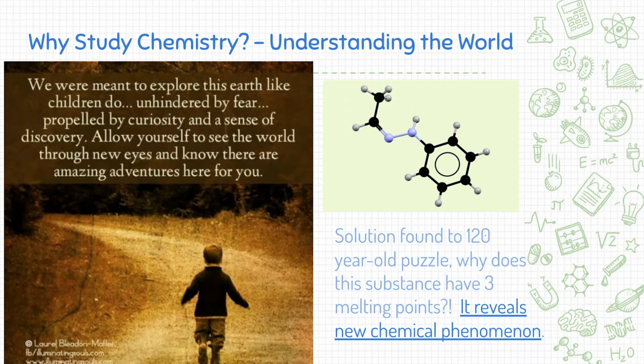Just recently, we found a solution to this puzzle that had confused scientists for over 120 years. Why does this particular substance have 3 different melting points? We knew that we didn't need to rewrite the laws of thermodynamics. We just knew there was something going on we didn't understand. And just recently, in the last year, they figured out why that is happening, and it's revealed a new chemical phenomenon that furthers our understanding of the world around us. The link here, of course, will take you to that article if you're interested in reading more.